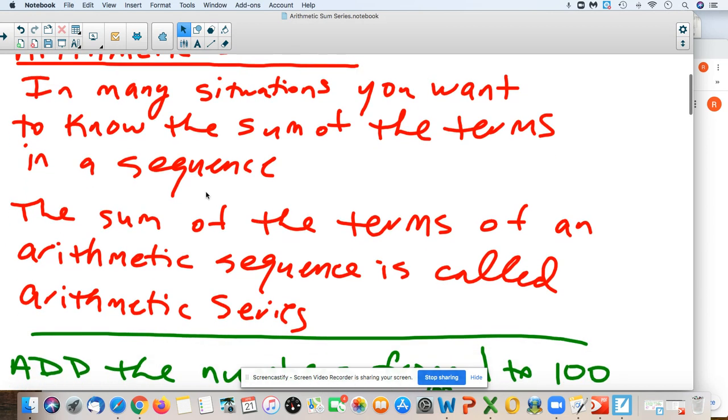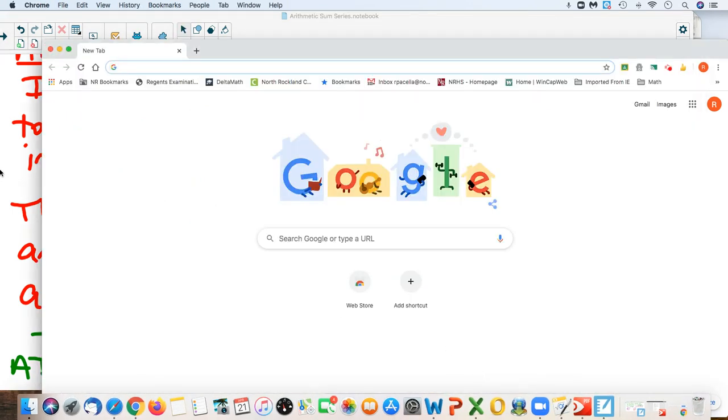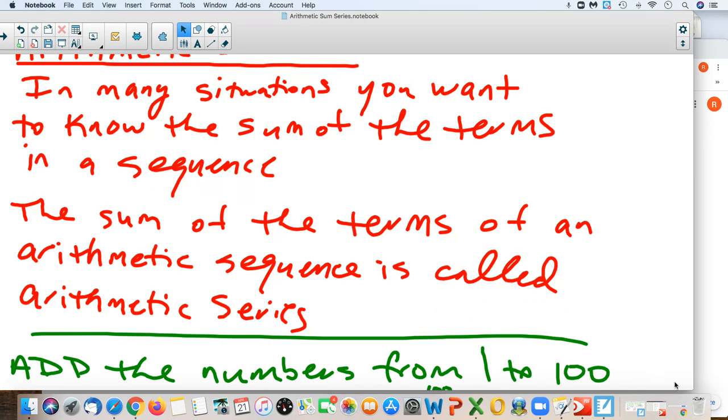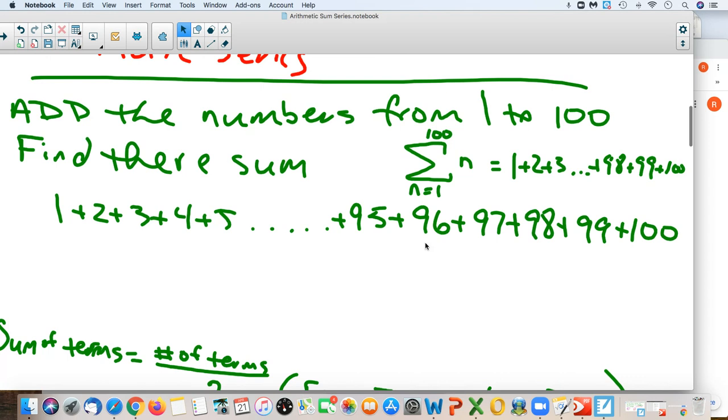So in many situations, we want to see the sum of the terms in the sequence. The sum of the terms of the arithmetic sequence is called an arithmetic series. So let's check one out right now. Okay. Oops, apologize for that. Okay. So, real quickly, let's take a look at this.